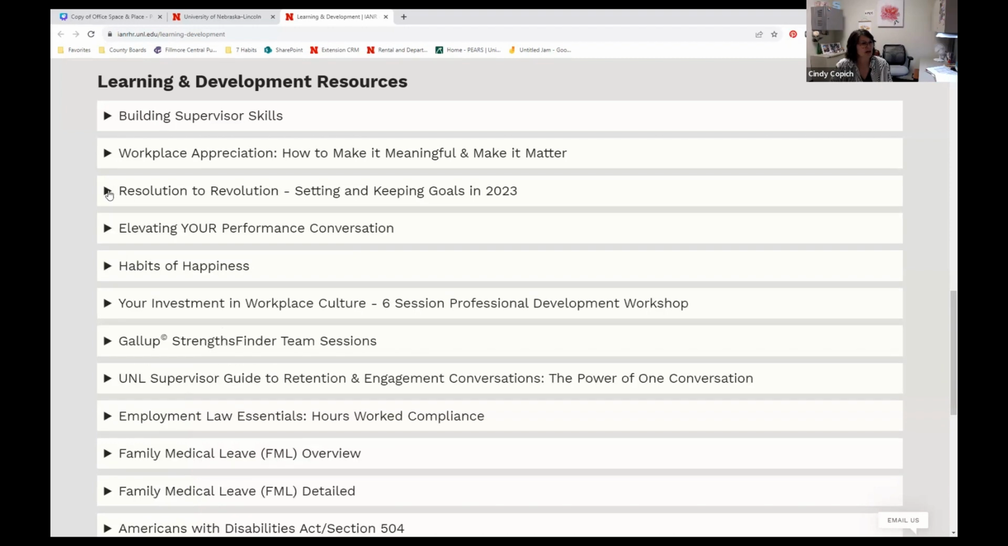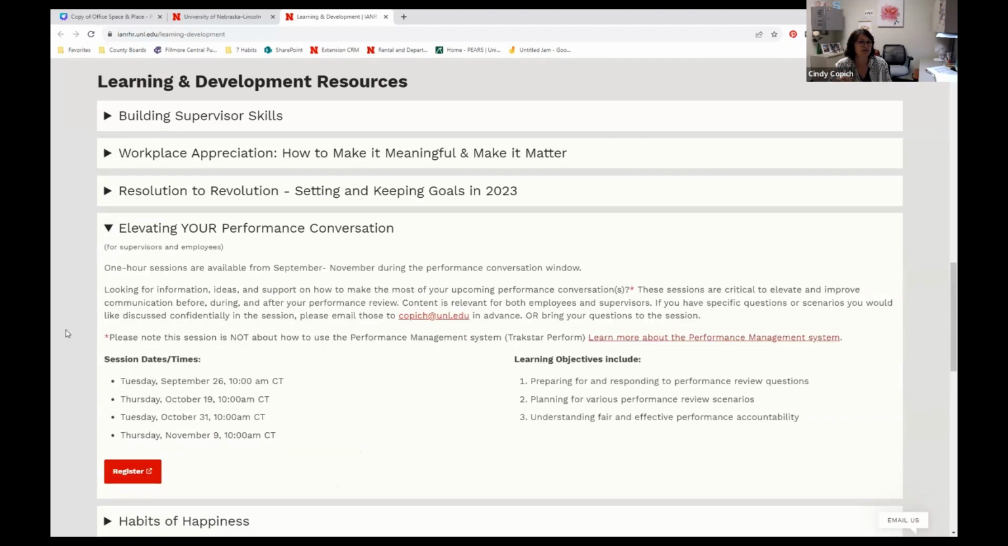I think one that is very relevant to you right now would be Elevating Your Performance Conversation. This is the one I added in addition to building supervisor skills. And this one came about because we have a lot of people that are relatively new to using our model of performance conversations in Trackstar.